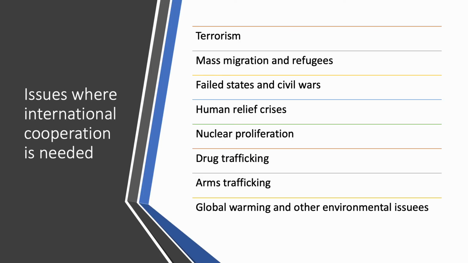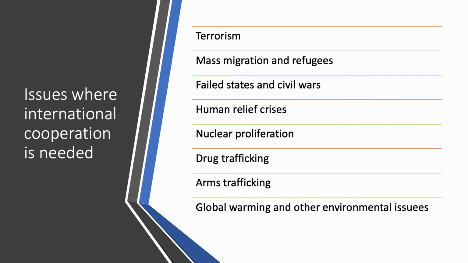Now, I mentioned that there are all these issues where international cooperation through international organizations or agreements is helpful. Here's a list of some of them. Terrorism. Well, is there any one nation that can solve that problem? Because the terrorists roam from nation to nation, right? Mass migration and refugees. Well, by definition, refugees go from one country to another. So how is one country going to solve this?